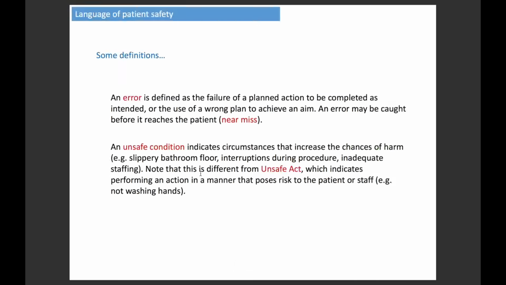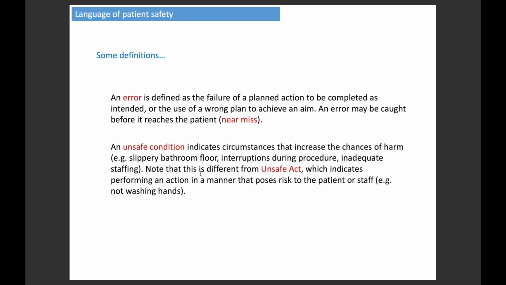So let's do some definitions now. We're going to talk about the language of patient safety, or the lexicon. There is a language here, and you should really know the differences between these different words and what they mean. An error is defined as the failure of a planned event to be completed as intended, or the use of a wrong plan to achieve an aim. Imagine that an antibiotic's been prescribed and it's the wrong antibiotic, or the right antibiotic's been prescribed and the nurse hangs the wrong antibiotic. An error may be caught before it reaches the patient, in which case it would be a near miss.